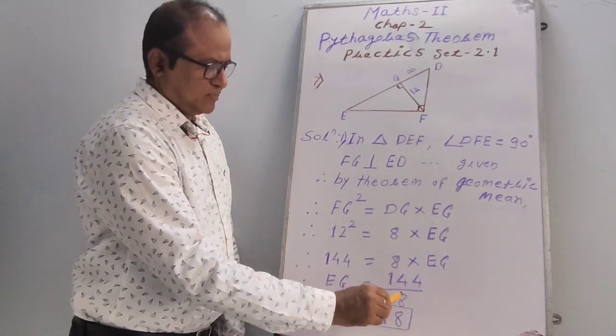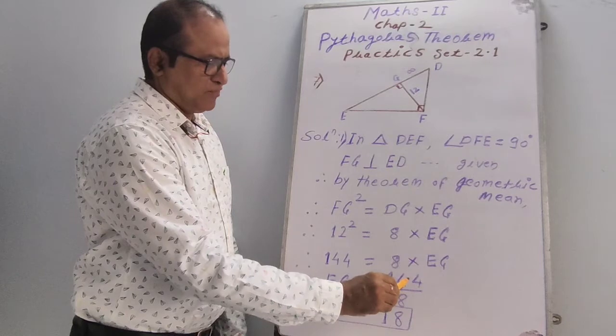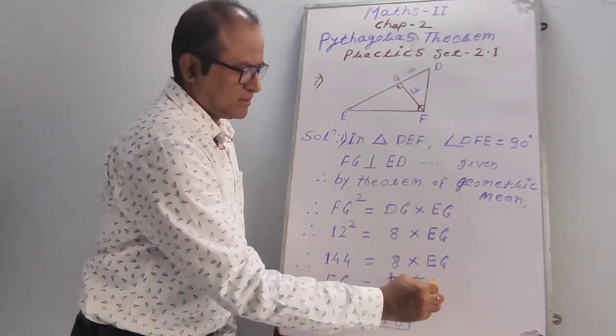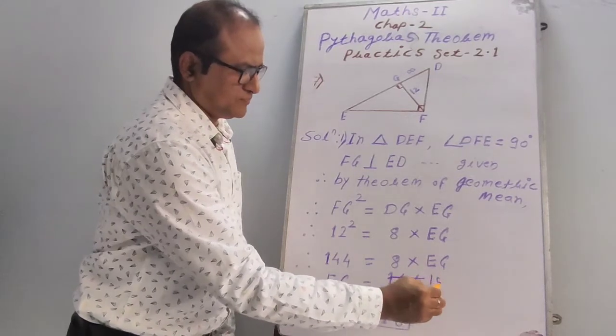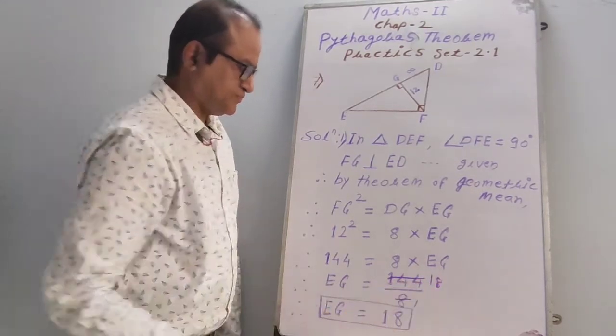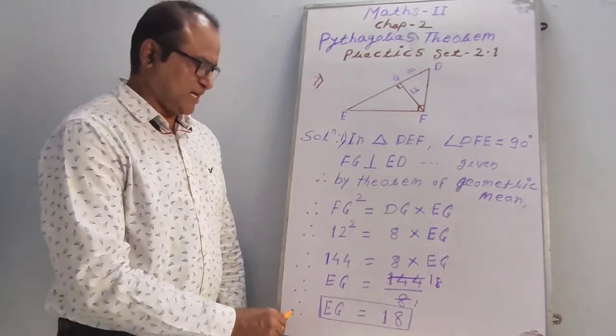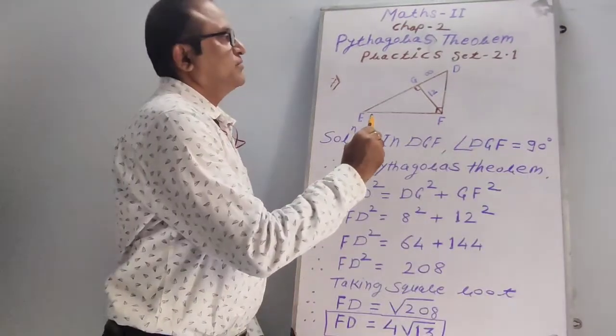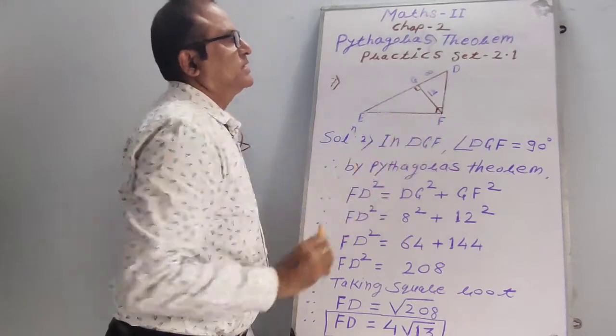Here, you can divide 144 by 8. 8 ones are 8, 8 eights are 64, 8 twos are 16, and so on. Therefore, EG is equal to 18. Second, we have to find DF.